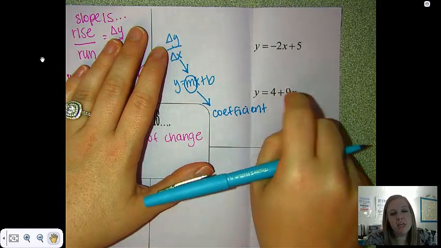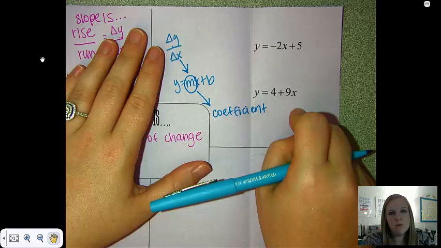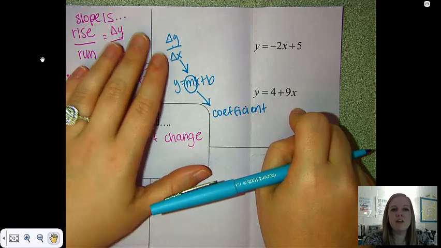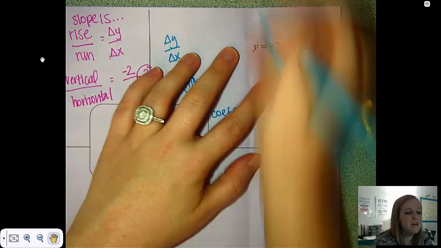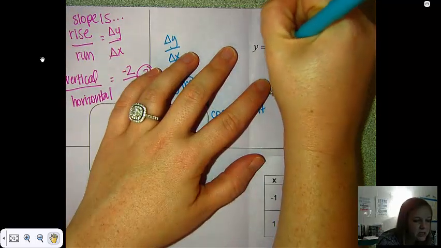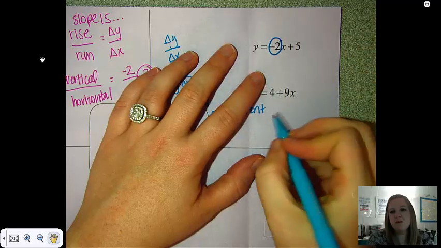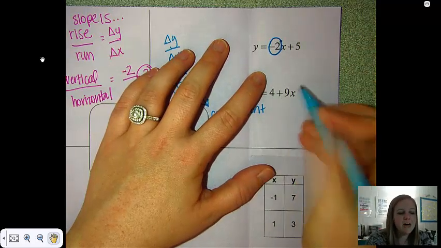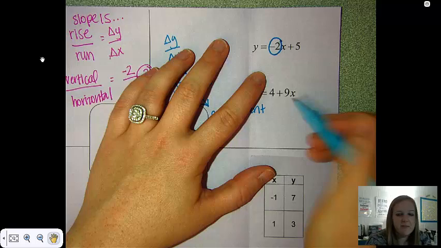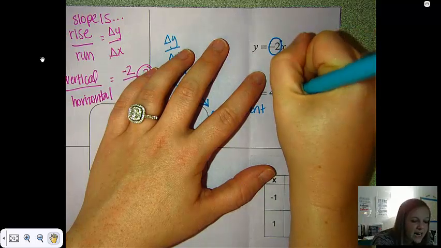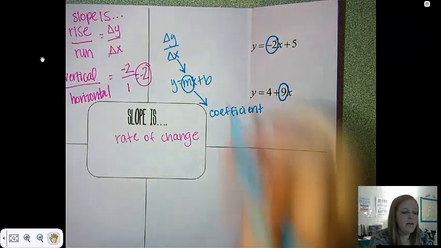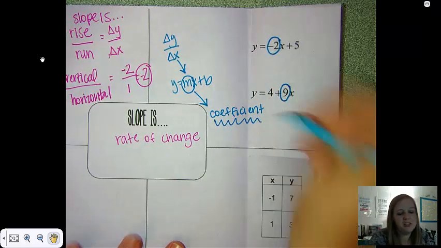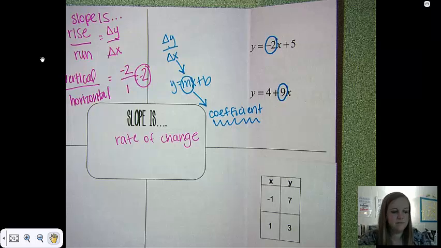So when we look at an equation, the way that we determine the slope is you always look for the number in front of x, the number that's being multiplied by x. So here my slope is negative 2. Now this one is not in the right form, but no matter where it is, it's always the coefficient. So we're going to say that 9 is our slope here. So when we have an equation, our slope is our coefficient of x.